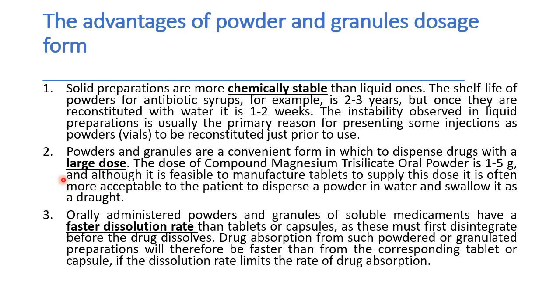The other advantage of powder dosage form is it provides a good way to dispense large dose. If you have a medicine to be dispensed in a solid or dry form, and if it has a large dose, we can't use it in the form of tablet or capsule because it is inconvenient for the patient, so we can dispense it as a powder or granules. For example, compound magnesium trisilicate oral powder.